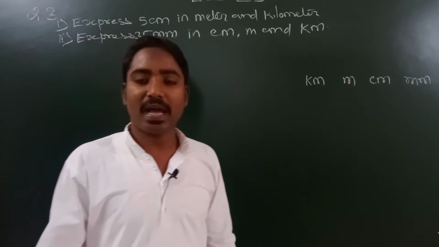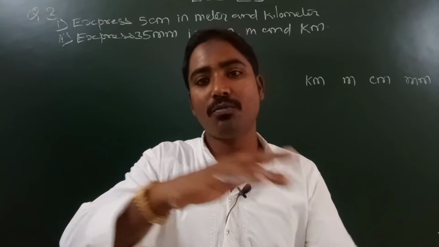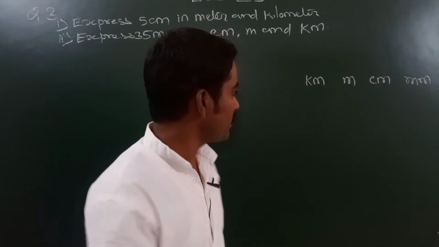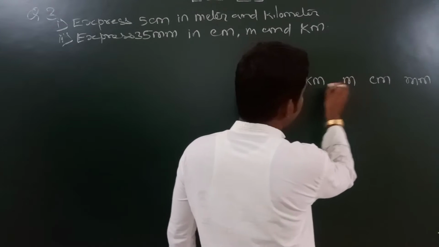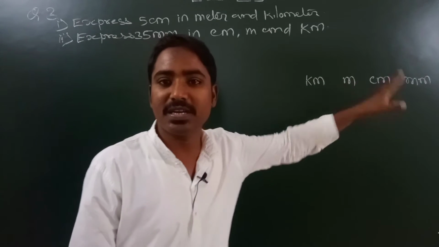Now the question arises: when to multiply by 100 and when to divide by 100, or when to multiply by 1000 and when to divide by 1000? We know that from here to here we have a gap of 1000, and we know kilometer is a bigger unit and meter is a smaller unit.